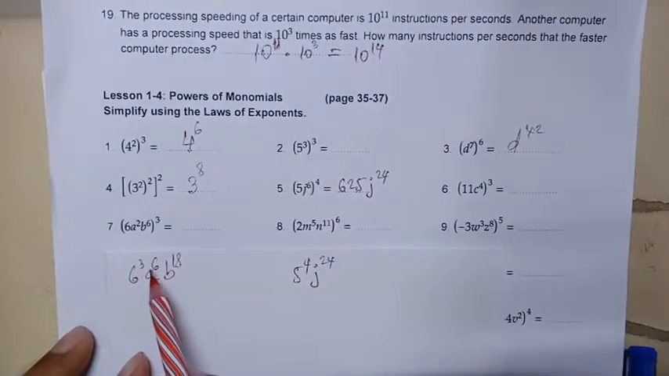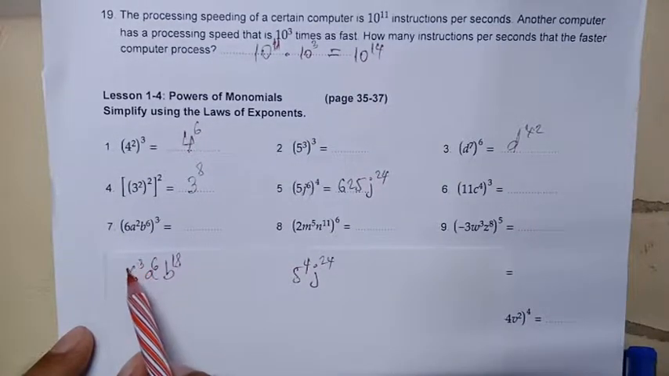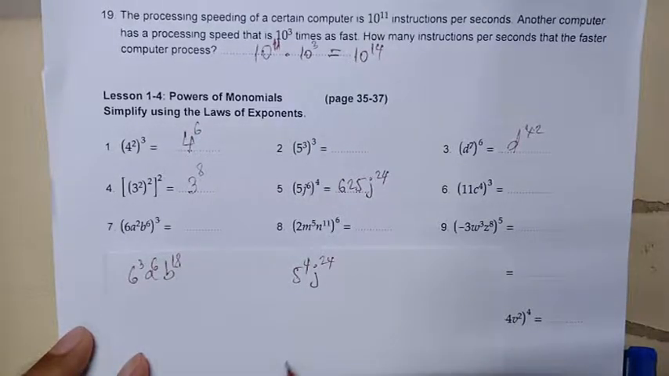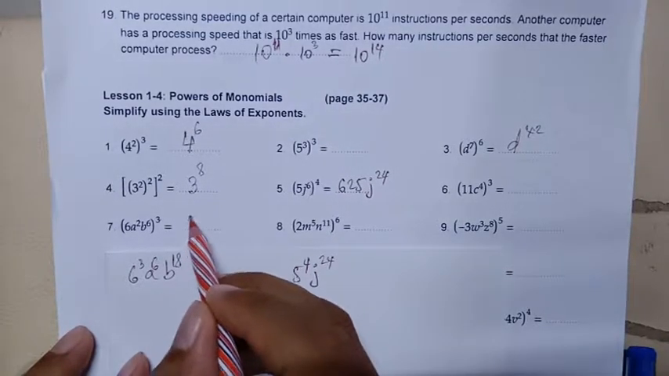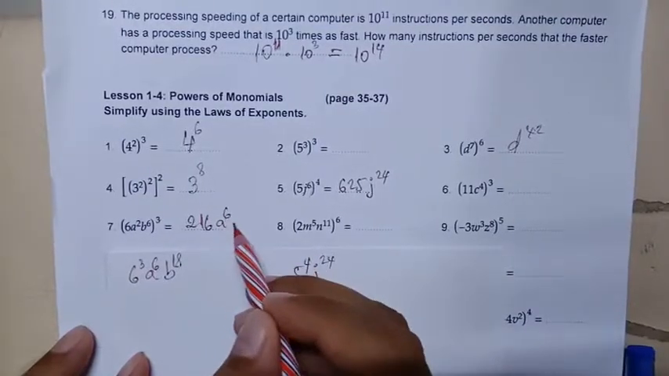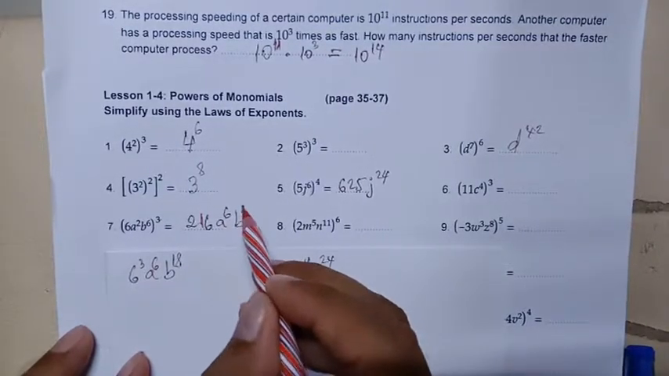Now all you need to do right now is to find 6 to the 3rd. So 6 raised to 3 is equal to 216. So this one, 216, a raised to 6, b raised to 18.